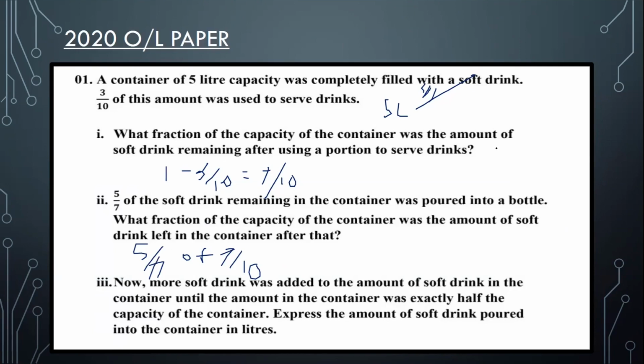3 over 10 is already used to serve the drink. So the remainder is going to be equal to, I'll write it here, 5 over 10. So totally the amount used is 5 over 10 plus 3 over 10. So that is equal to 8 over 10. So the remainder is 1 minus 8 over 10. So that is equal to 2 over 10. That means 1 over 5. Is equal to 1 over 5.